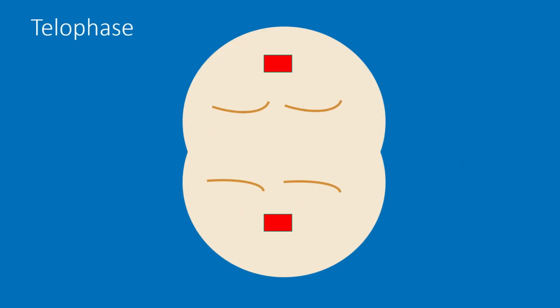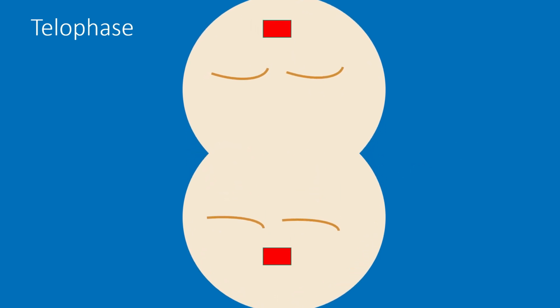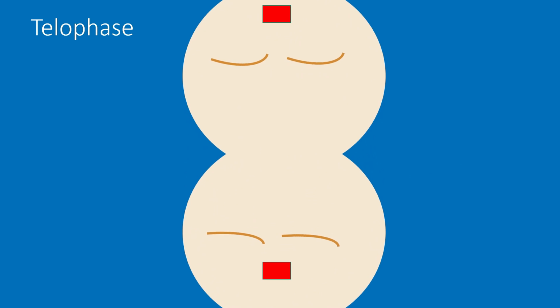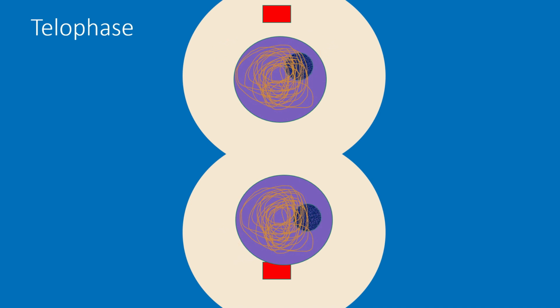So next is telophase. During telophase, a new nuclear envelope begins to form around each set of chromosomes, and the mitotic spindle begins to disintegrate. Chromosomes then begin to decompress back into chromatin. When 2 independent nuclei have formed, mitosis is complete. Now we must complete the division of the cell.